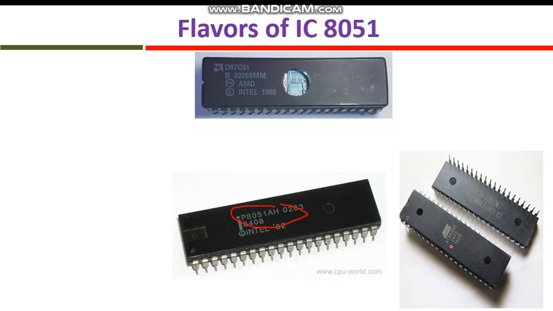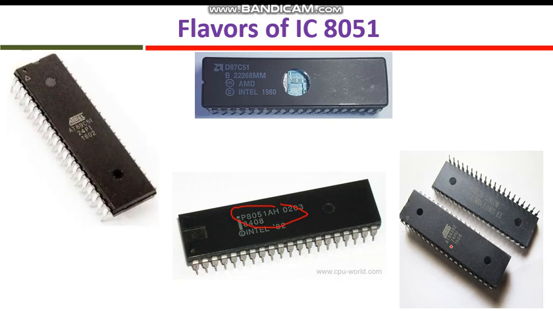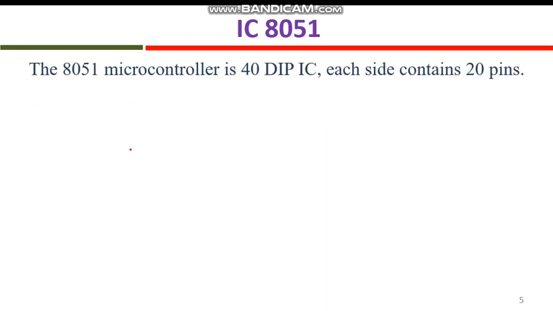Then we have one more IC by Intel company, that is D87C51, and Atmel company, they have their IC, that is 89C51. So the only difference is either 8051 or 8052. I already explained this in my lecture 1. Let's see the IC. This IC is 40 pin DIP, that is dual in line package.